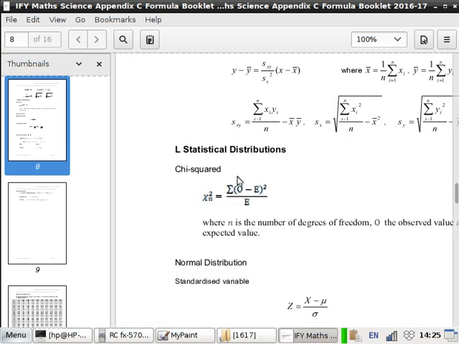Can you see my mistake? The square is only on the top, not on the bottom, okay? Don't be a Stephen and let that happen to you.